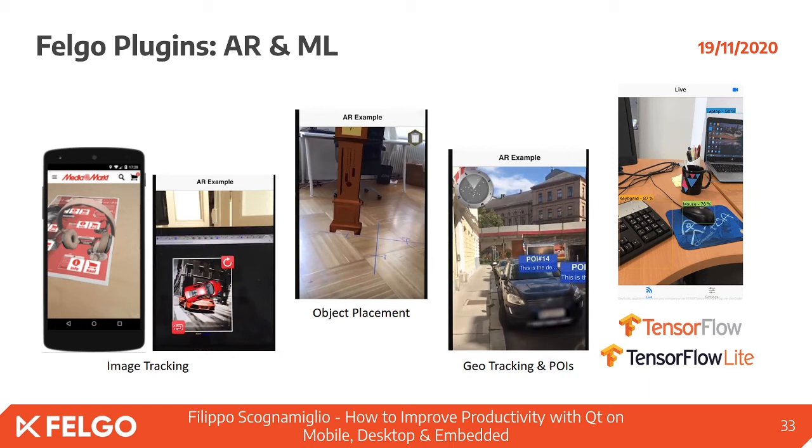Felgo also comes with advanced augmented reality and machine learning plugins. And in this example, we are using Wikitude to render 3D objects on top of a camera stream. This in the backend is using TensorFlow and TensorFlow Lite in order to create a believable experience.